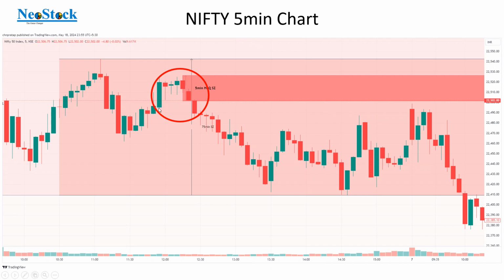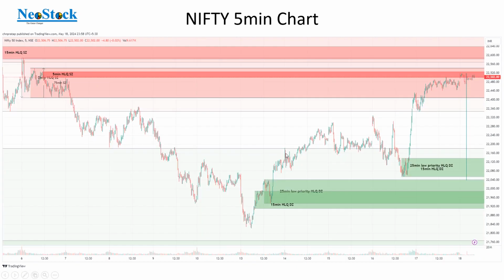Already I have drawn this. Rally, 1, 2, 3, 4, 5 base candles and again a drop candle. This is a 5 minutes high liquidity supply zone. See, prices came very near to this. See how it pushed the prices down. Let me show you the complete picture.